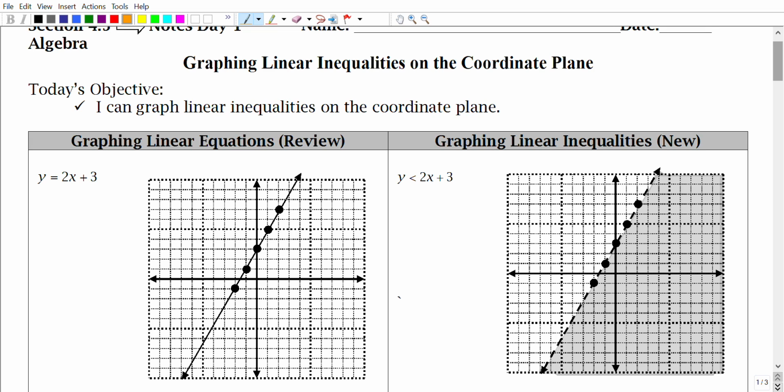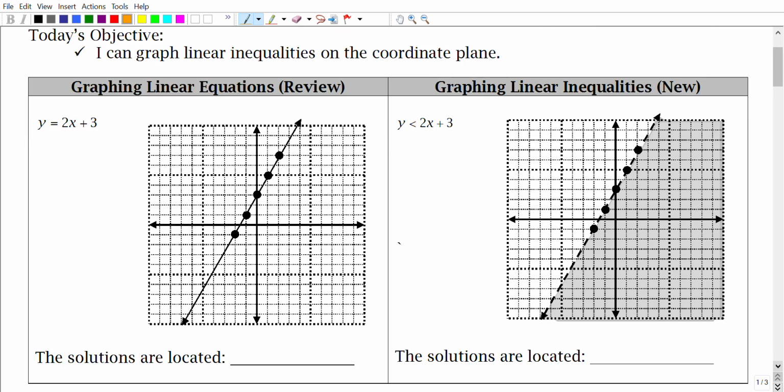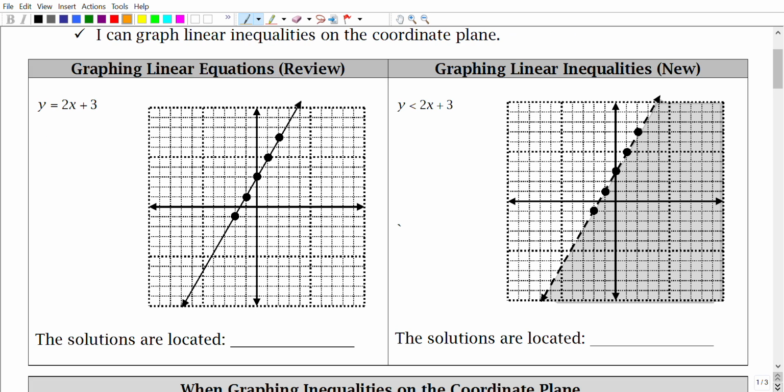But we've been graphing these inequalities on a number line. But now we're actually going to graph them on the coordinate plane because we're going to talk about linear inequalities, which are very similar to linear equations. So let's get started right away with a linear equation, which is basically a review of before.